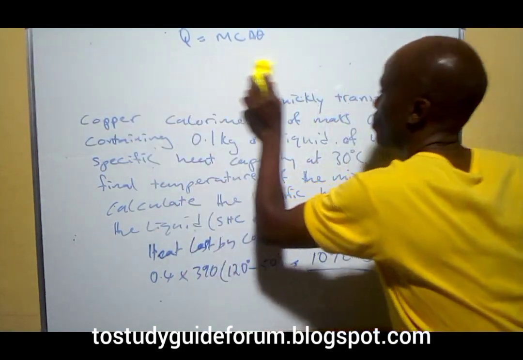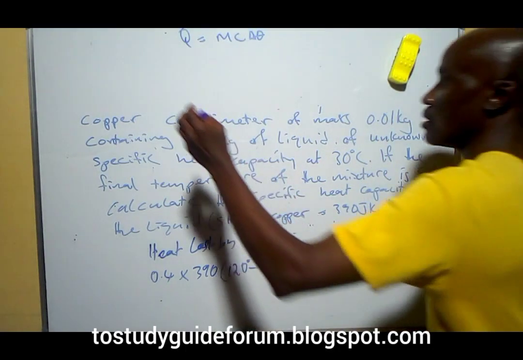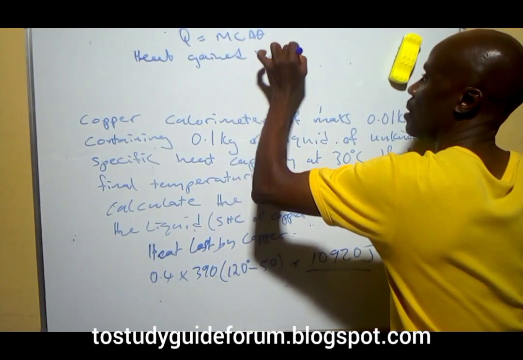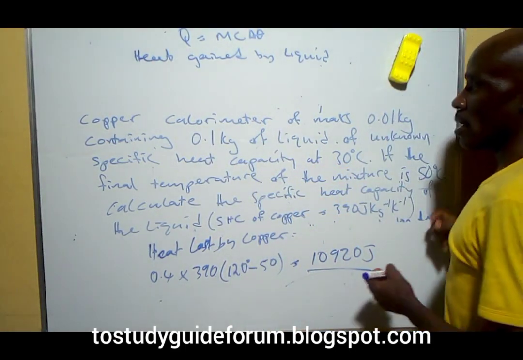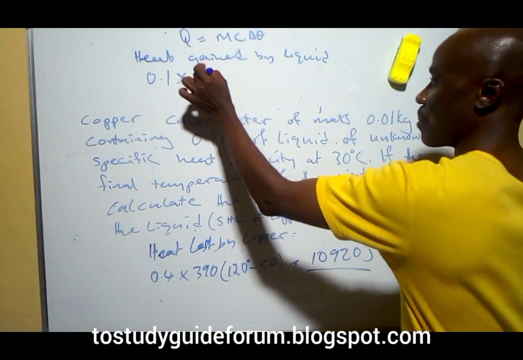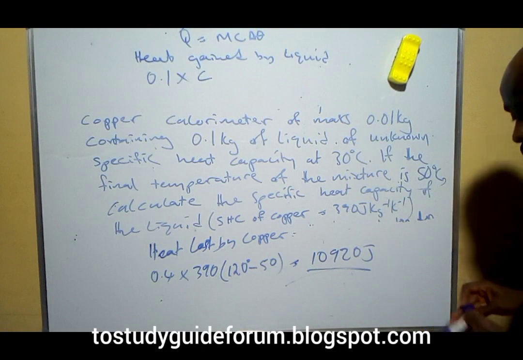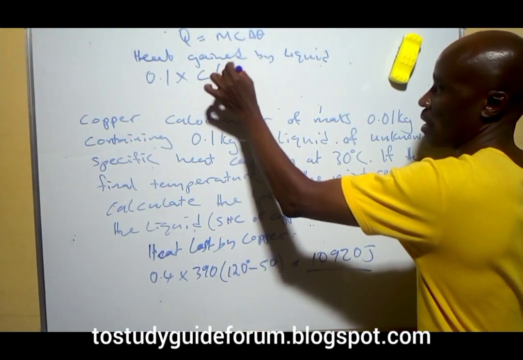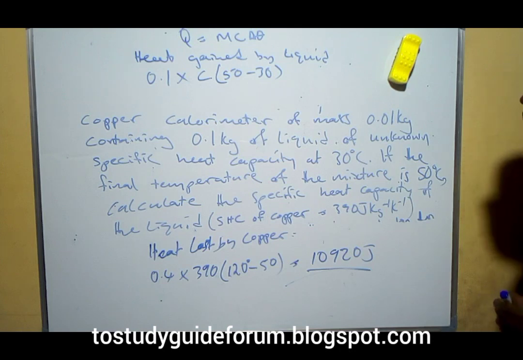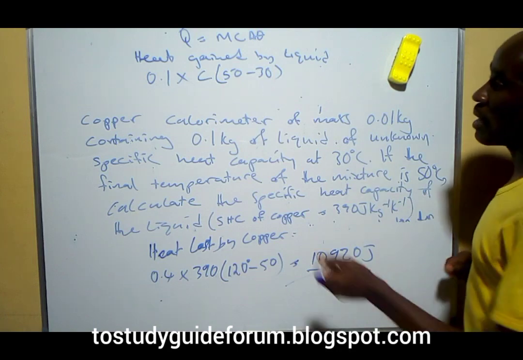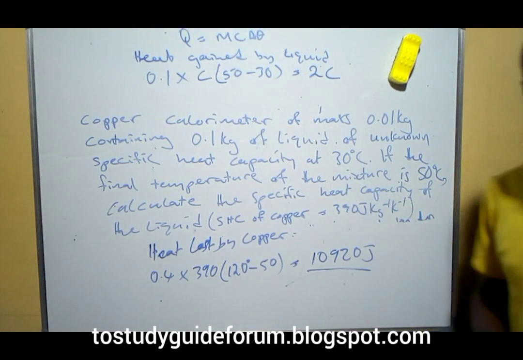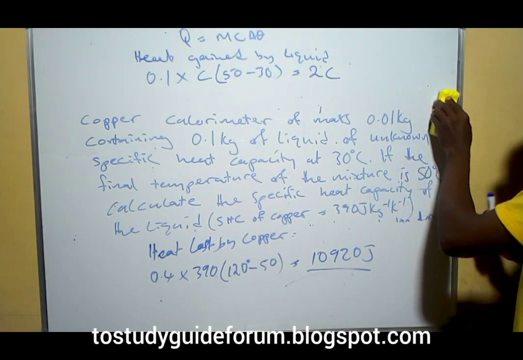For the other side of it, we have the heat gained by the liquid. The heat gained by the liquid will be the mass of the liquid times the specific heat capacity, which is unknown, and then the temperature change. Because the final temperature is this, minus this, we get the change in heat. When we subtract this, what we have here will give us 2C. C stands for the specific heat capacity. Is that okay? Now we'll talk about the heat gained by the calorimeter.